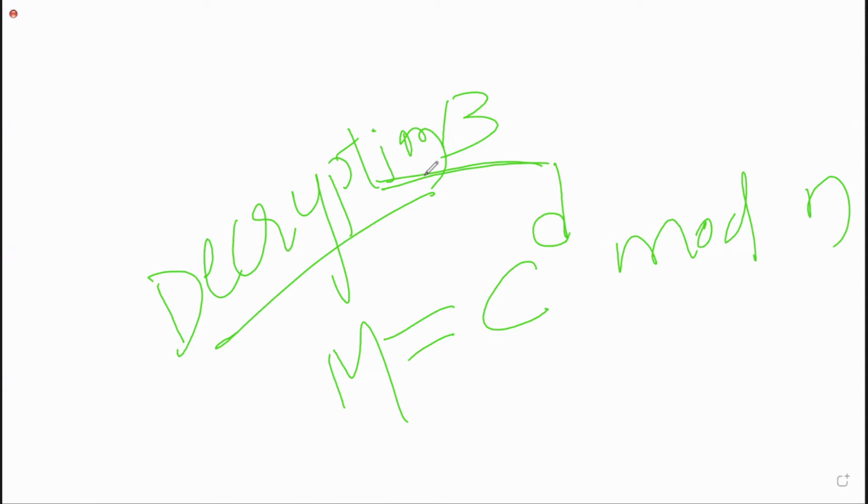Understood? The formulas of RSA. Yes or no?